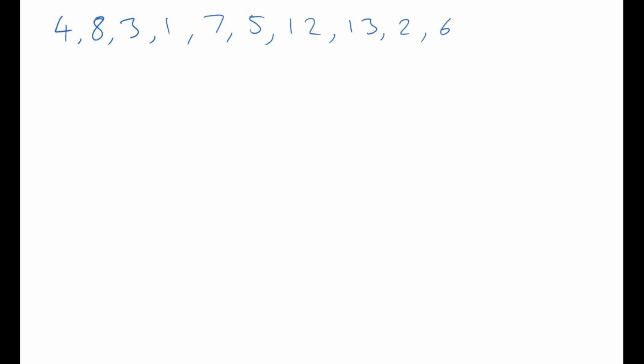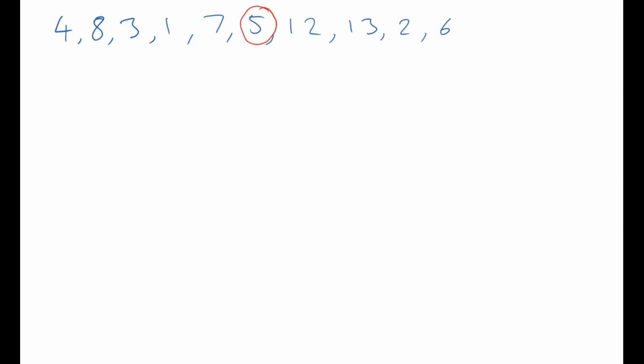With the quicksort algorithm, we look to find a pivot. The pivot will always be a value that's in the middle. With this list of 10 numbers, we have two numbers that are in the middle, the 7 and the 5, and we always choose the one to the right. So that is my pivot, the 5.